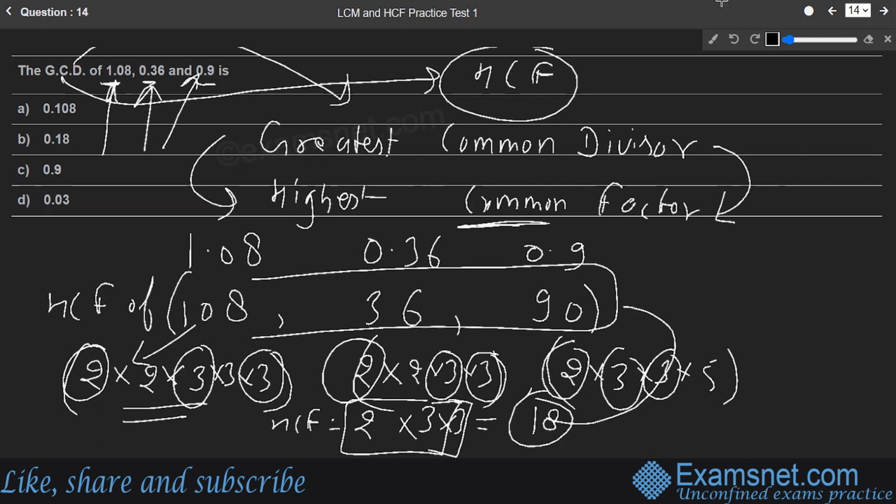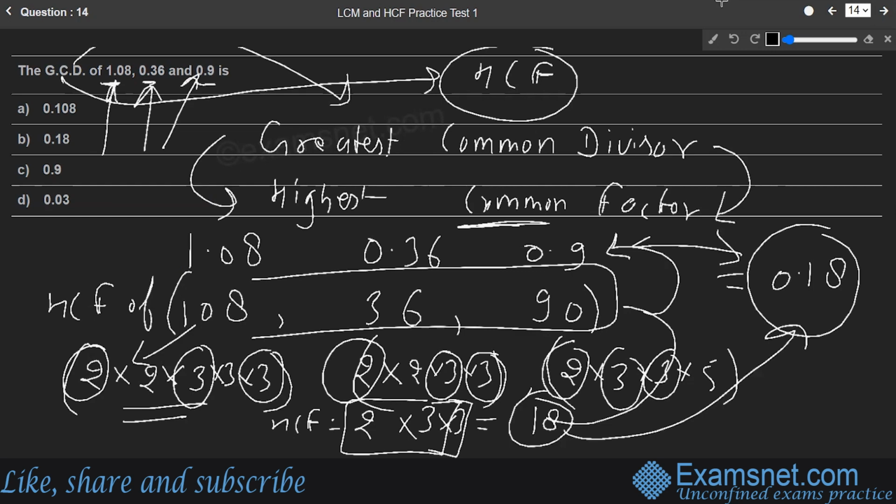So what should be the highest common factor of the decimal numbers? We found these numbers by multiplying by 100. So we have to divide the HCF of 18 by 100, which gives us 0.18. So the HCF of these decimal numbers is 18 by 100, that is nothing but 0.18. It is available in option number B and is the right answer.